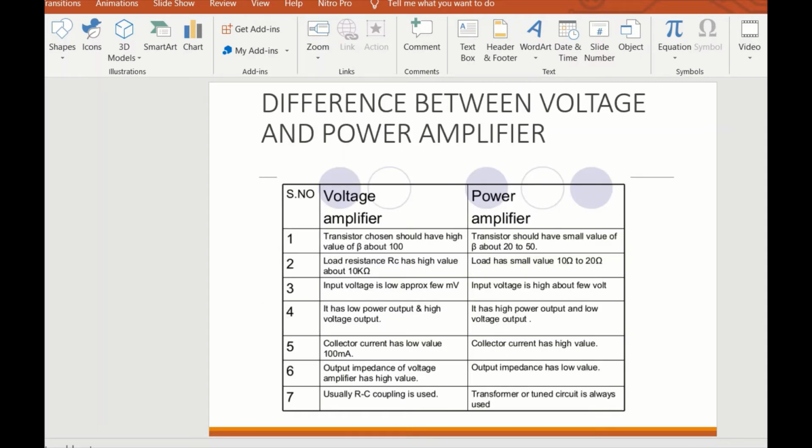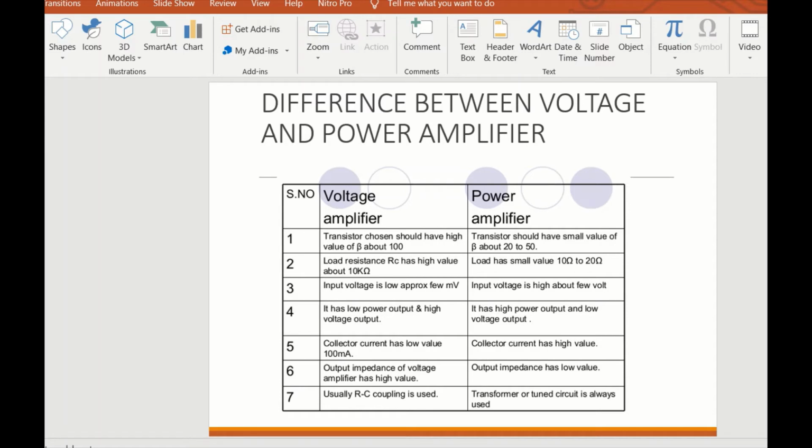Here in this slide we will discuss the difference between the voltage and power amplifier that we have already discussed. Here we have made some points. In case of voltage amplifiers, transistors have a very high value of beta, that is 100, and in case of power amplifiers, transistor beta value is 20 to 50. Current gain value is from 20 to 50. In case of voltage amplifier, load resistance is very high, in the range of 10 kilo ohm. In case of power amplifier, the load has a very small value, around 10 ohm to 20 ohm.